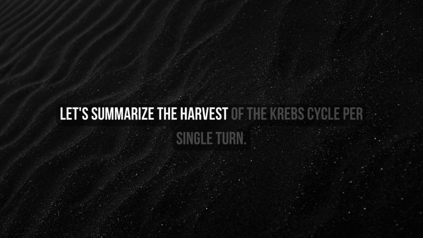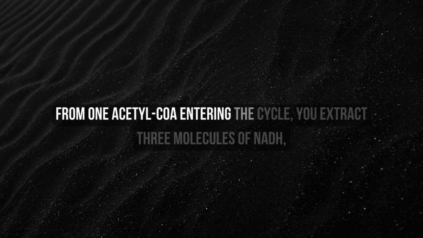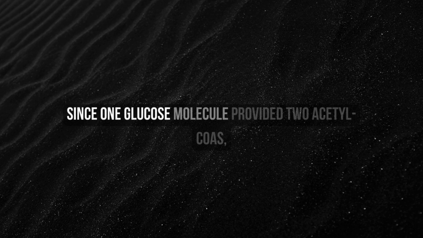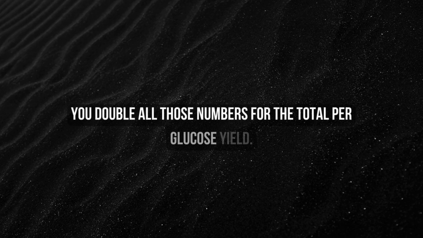Let's summarize the harvest of the Krebs cycle per single turn. From one acetyl-CoA entering the cycle, you extract 3 molecules of NADH, 1 molecule of FADH2, and 1 direct molecule of ATP. Since one glucose molecule provided 2 acetyl-CoAs, you double all those numbers for the total per glucose yield.